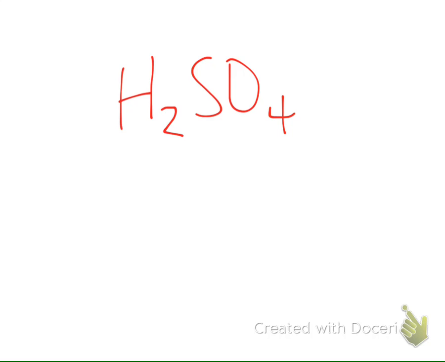Okay, so let's follow our rules here to assign oxidation numbers. We have two of them here that we can follow. What do we know oxygen's oxidation number is usually, or always? Oxygen is usually -2. Oxygen is -2, hydrogen is +1.